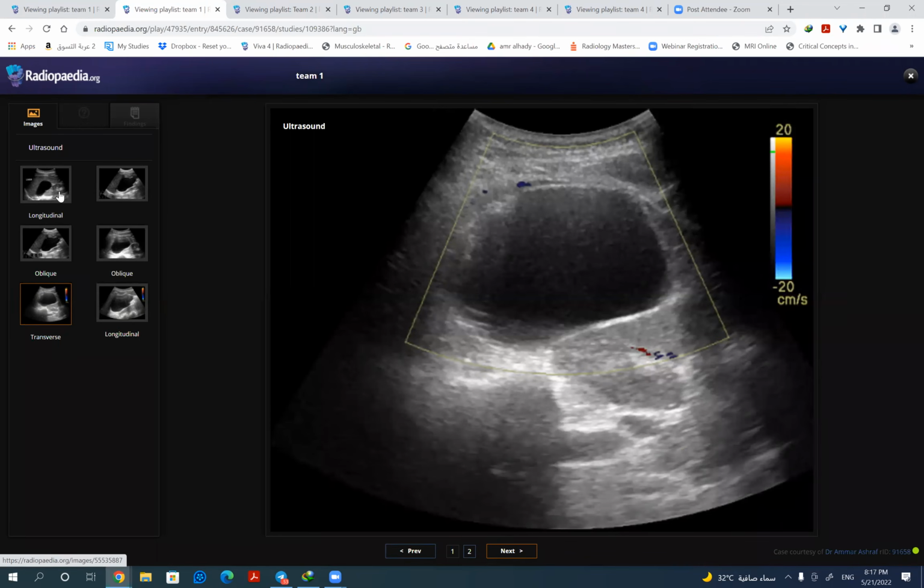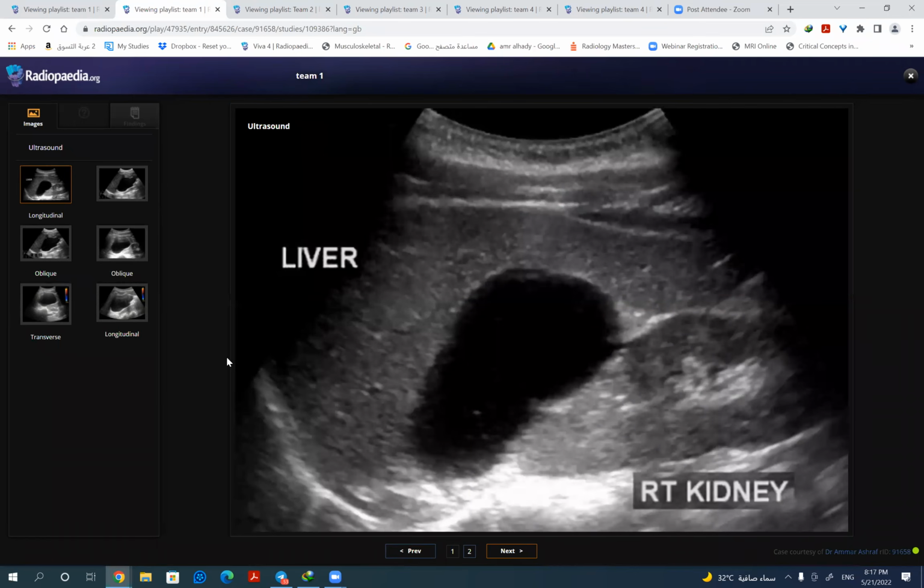The rest of the visualized structures appear to be unremarkable, but in my routine practice, I would like to see the whole of the abdomen. Are there other cysts in the kidneys? No, only here. I can appreciate an echogenic area at the upper pole of the right kidney. Just ignore it. What's your differential here?